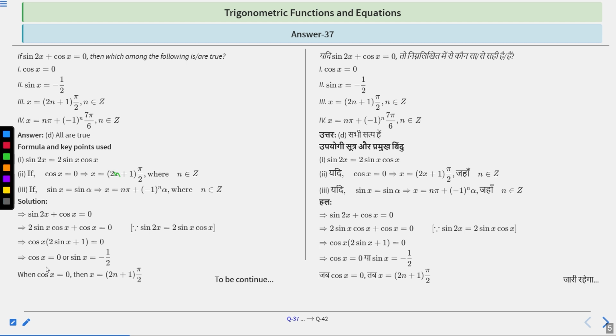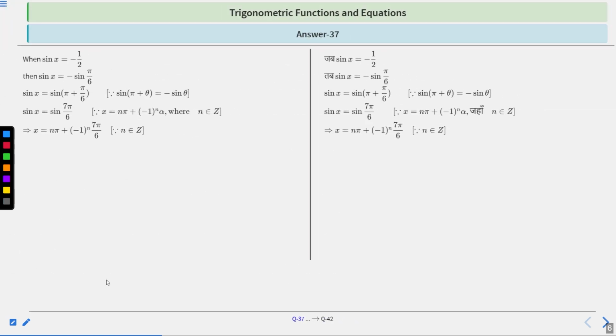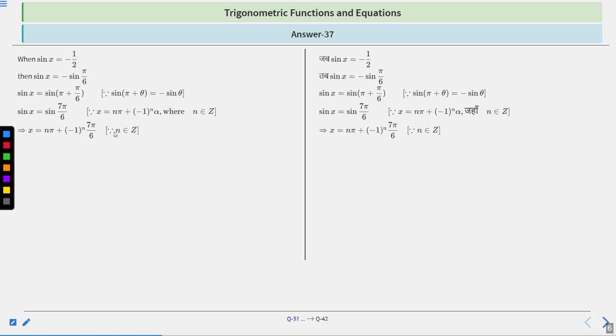Now when cos x equal to 0, we know that x is basically an odd multiple of pi by 2. So when cos x equal to 0, then x is equal to (2n plus 1) pi by 2. Clear?